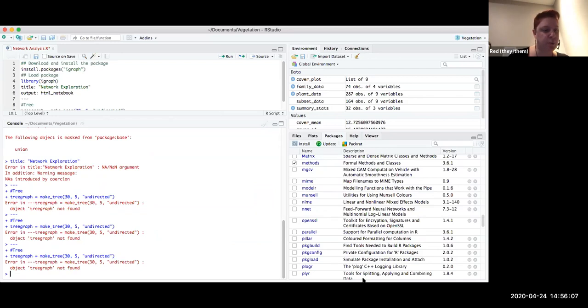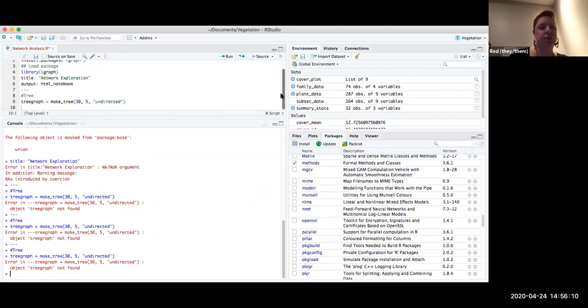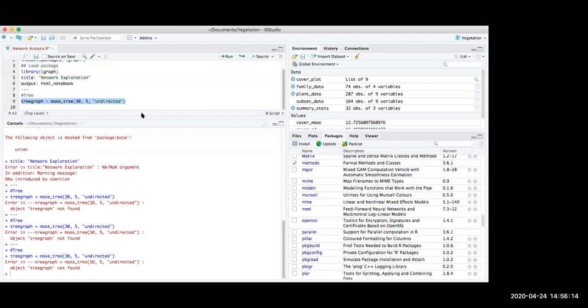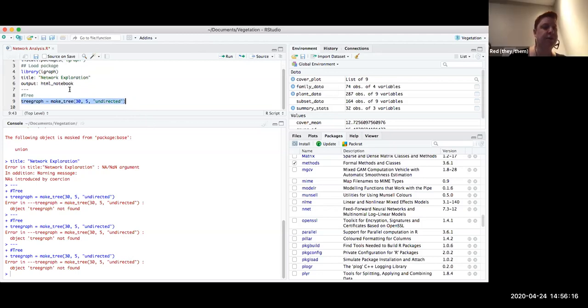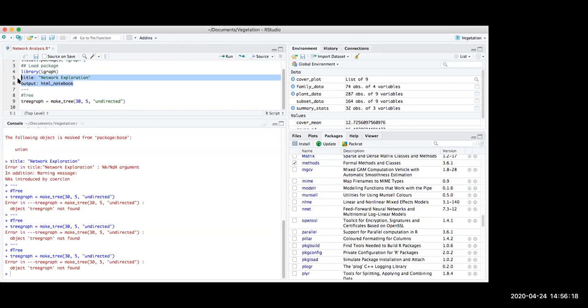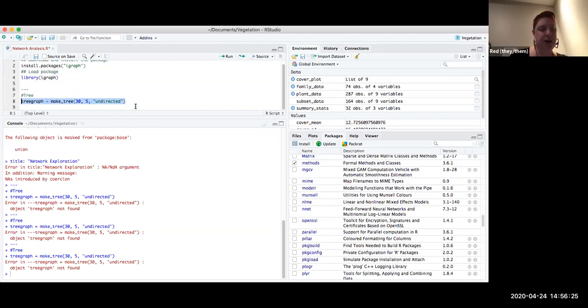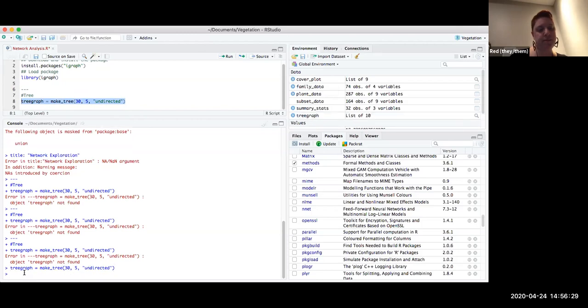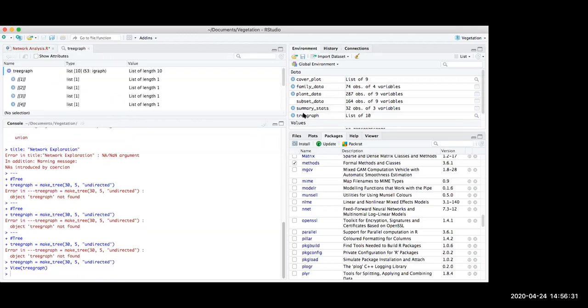Because right now what's happening is it thinks it's part of another command. Because this isn't a notebook, this is just a .r file. Okay. So I could take out that title and output bit. If you just copy that and put it in your console, you should be able to run it. There you go. Okay. Thank you. Sorry. No problem.